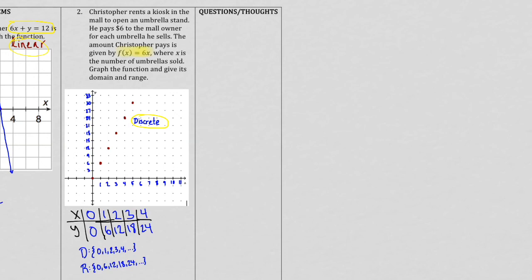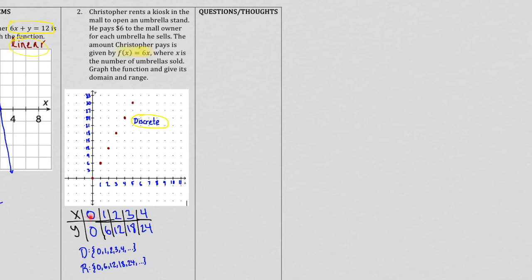Okay, here you go. This is the correct answer for number 2. As you can see, I made a table of values right here. I chose 0, 1, 2, 3, and 4 for my x values. No negatives because this represents the number of umbrellas that Chris is selling. So he can't sell negative umbrellas, right? He can sell 0, no umbrellas, or 1, 2, 3, or 4. Or 5, 6, 7, right? It keeps going. For the y values, I got 0, $6 for one umbrella, $12 for two umbrellas, and so on, 18 and 24.